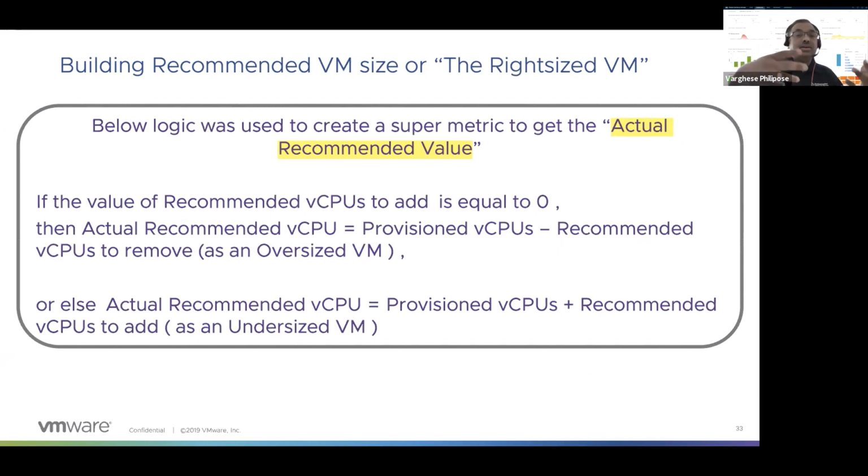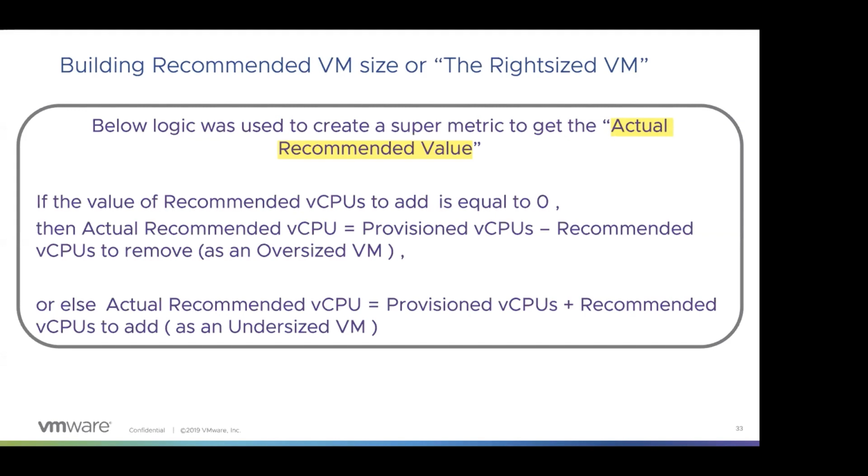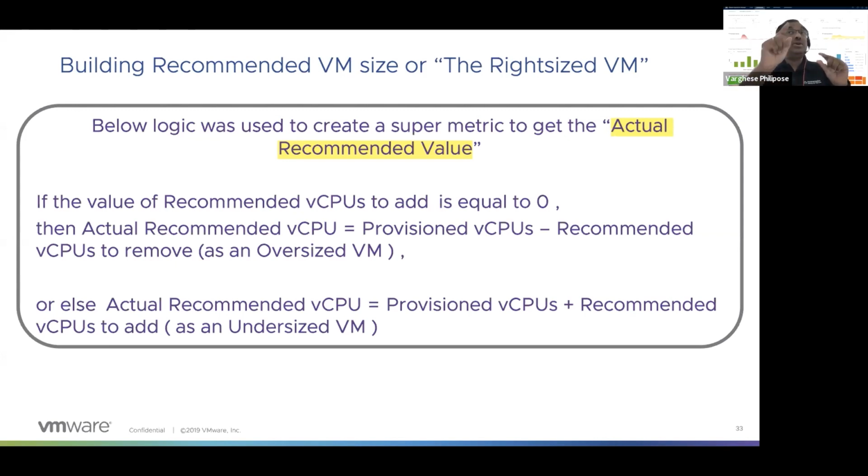In simple English, in that logical calculation, we will first look at the value of recommended vCPUs to add. There is a metric called recommended vCPUs to add. If it is equal to 0, that would mean it is not an undersized VM, because there is no recommendation for vCPUs to add. So in that case, we will create this supermetric, actual recommended vCPU, as provisioned vCPU minus the recommended vCPUs to remove, because there is nothing to add.